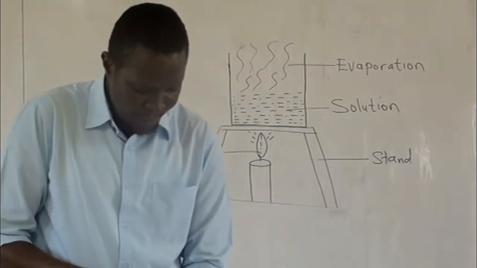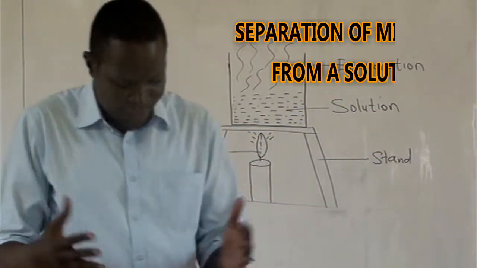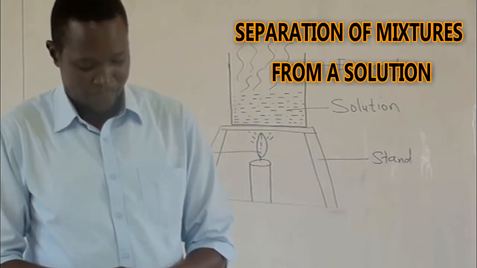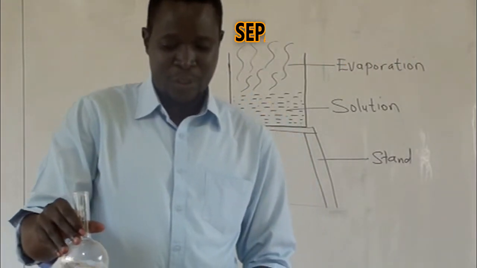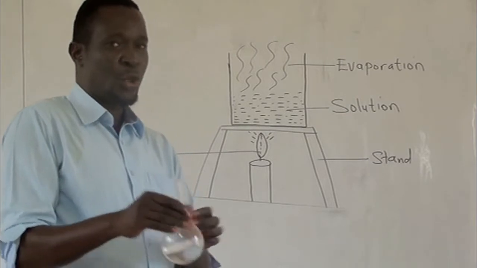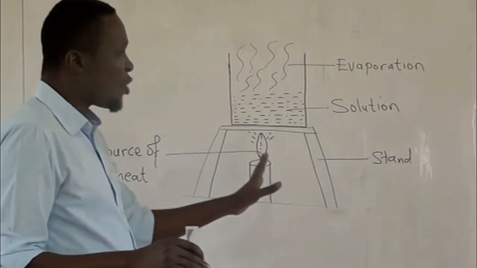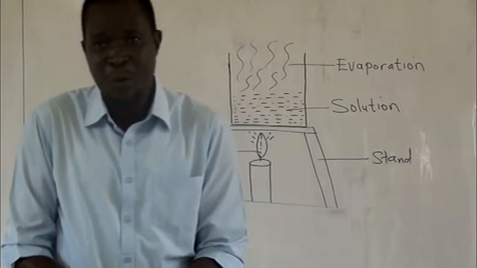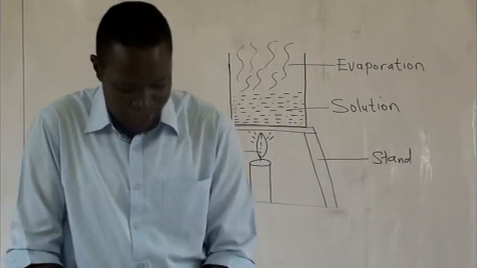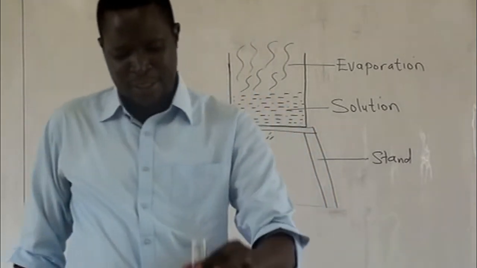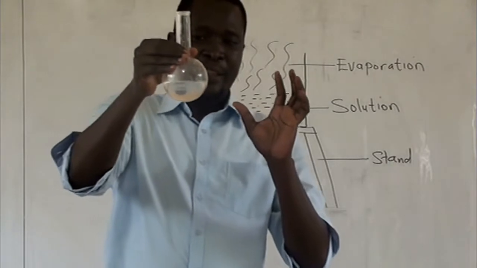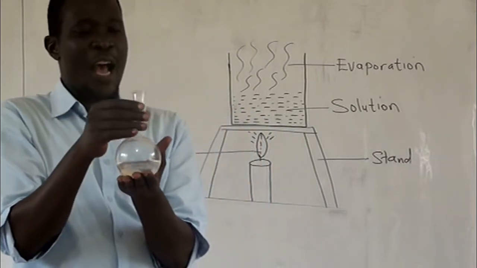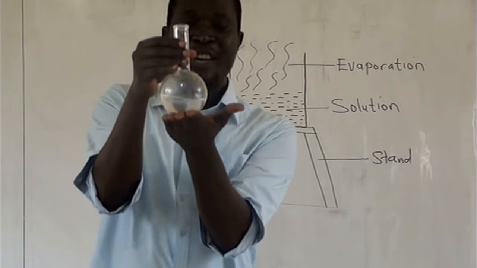Now, let us go to the separation part of it. Separation of mixtures from a solution. Here we have a mixture of salt and water. It is a solution of salt and water. Now, how do we separate this? Separation by evaporation. If we want to separate the solute from the solvent, in this case, we have to take this solution and boil it.